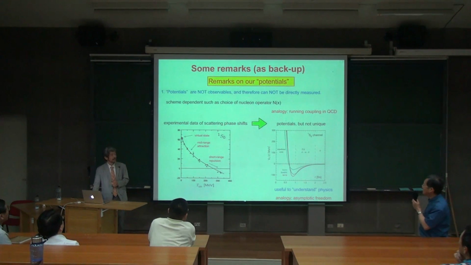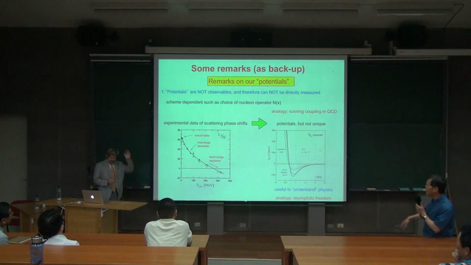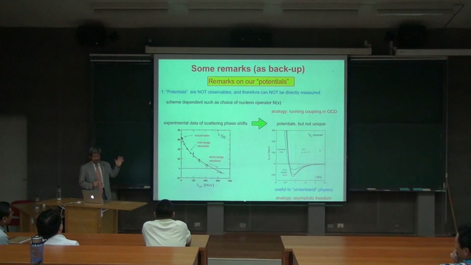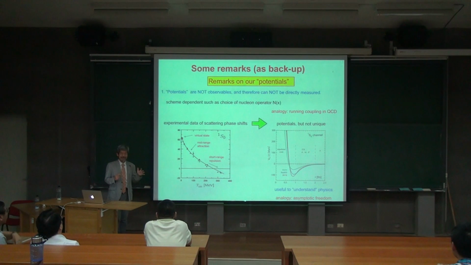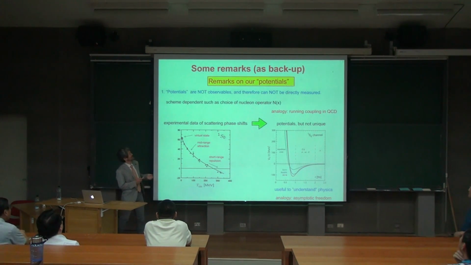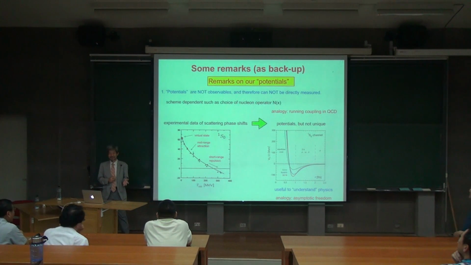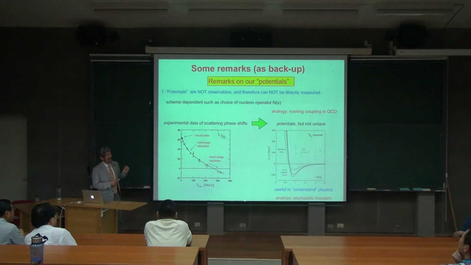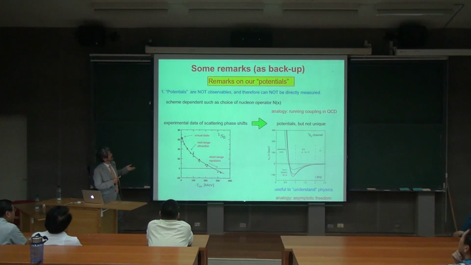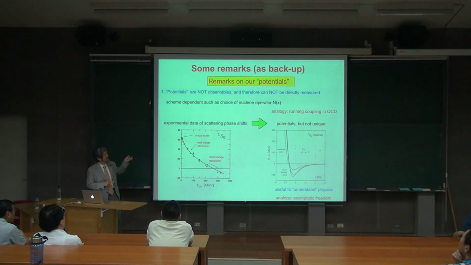Yeah, that's his question. He wants you to finish the remark. One important remark is that the potential itself is not a physical observable. Experimentally we cannot determine the potential. That is a very important thing. So the potential is in some sense a scheme-dependent quantity. For example, if the choice of how we define the nuclear field changes, the potential depends on your choice.